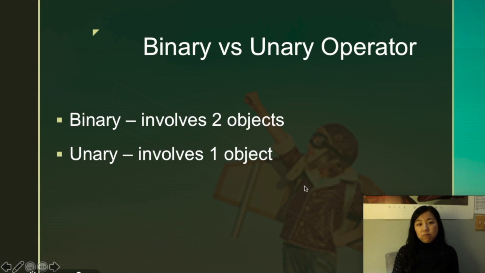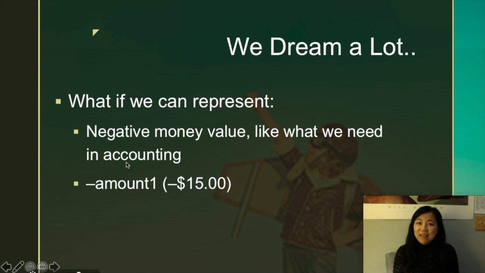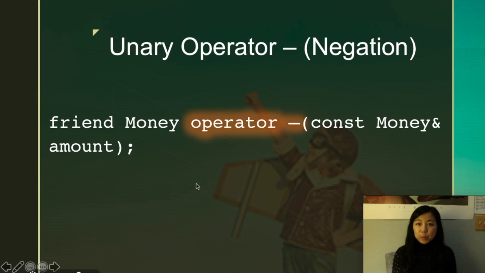We sometimes will need this, for example, in the situation where we want to be able to represent a money value that is negative, like when we do in accounting. So we want the negative of amount 1 to represent something like negative $15. To do so, it's basically very similar to what we talked about just earlier.